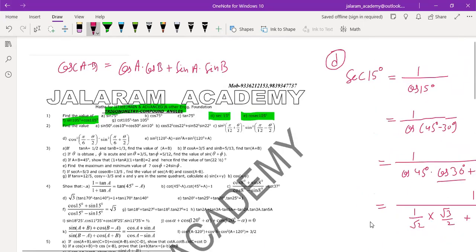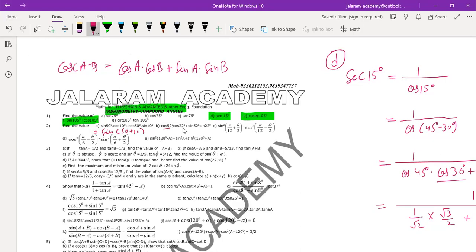So let's discuss question number 2a. So what is written in this? It is written that sin 50 degree cos 10 degree plus cos 50 degree sin 10 degree. What does it mean? It means if we replace 50 degree by A and 10 degree by B, then it is sin A cos B plus cos A sin B, which is the formula for sin A plus B. So it is sin 60 degree, which is root 3 by 2.